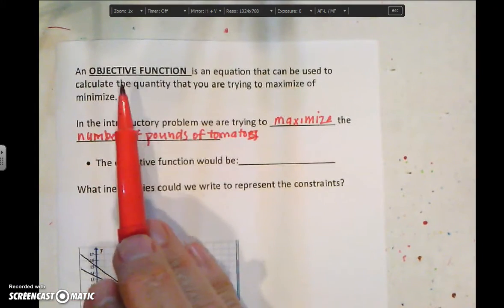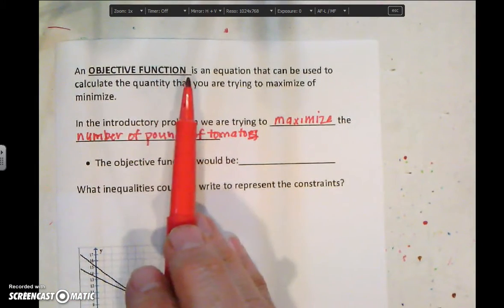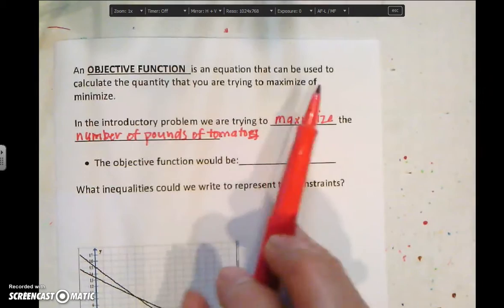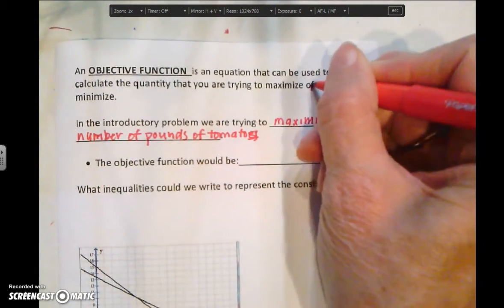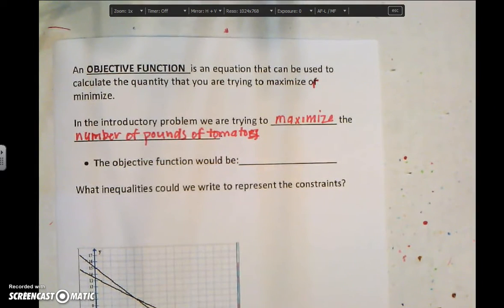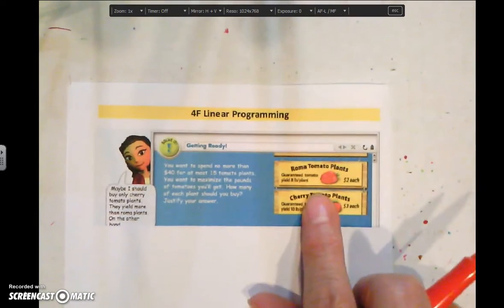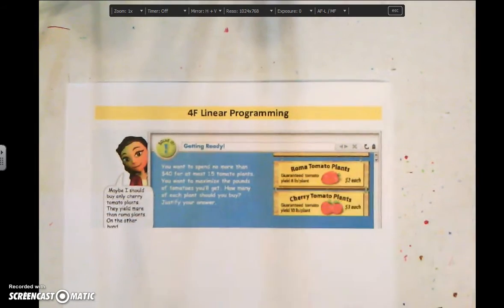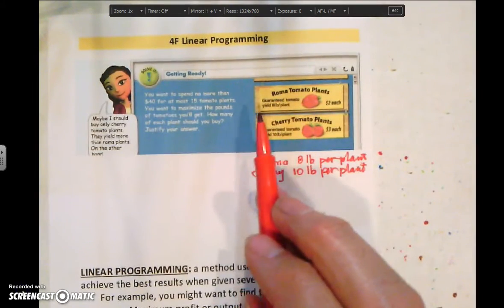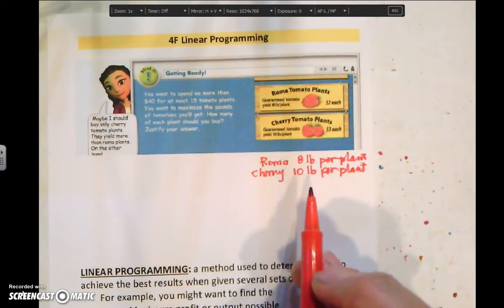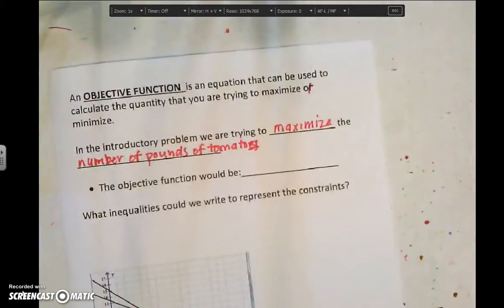So next we have an objective function, another term that you need to know. It is an equation that can be used to calculate the quantity that you're trying to maximize or minimize. In the introductory problem that we looked at, we were trying to maximize the number of pounds of tomatoes. For that one, we need to look back at our table, where it said that Romas got 8 pounds per plant and the cherries were 10 pounds per plant. So that's how we calculated how many pounds we'd get.